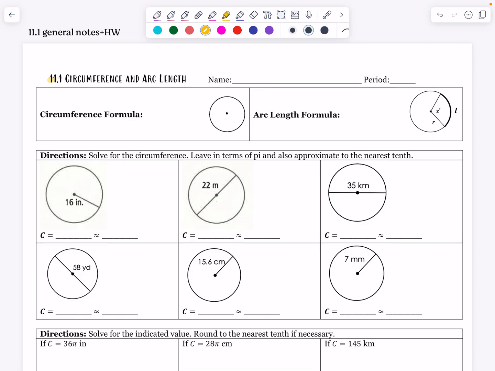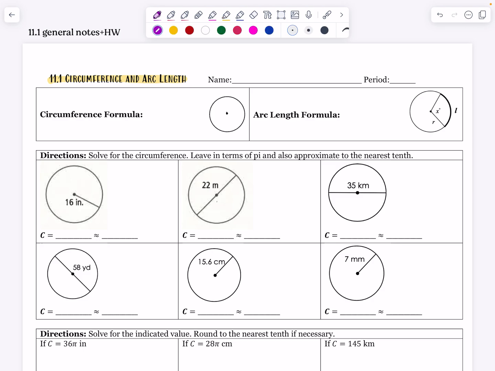Hello everyone, and welcome to our 11.1 lesson on circumference and arc length. So in yesterday's lesson we found arc measure. Today we're going to be using some of those measures to actually figure out the length of that arc. If we were to flatten it out and measure it, what would be the length of the arc?